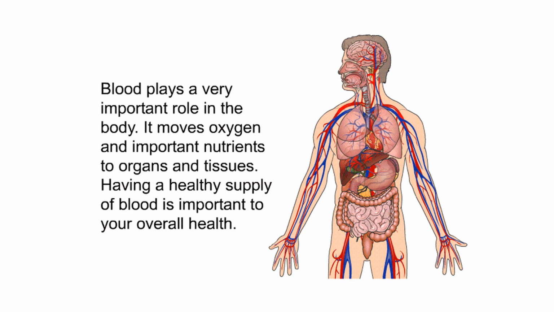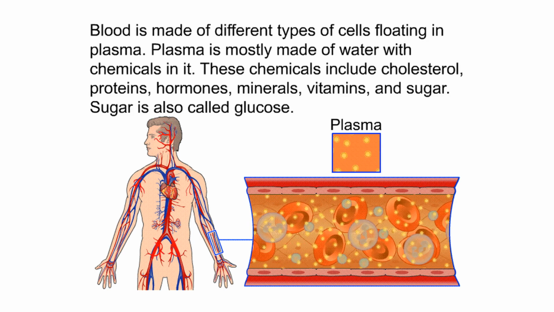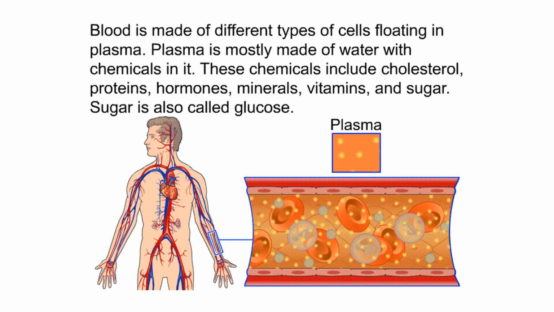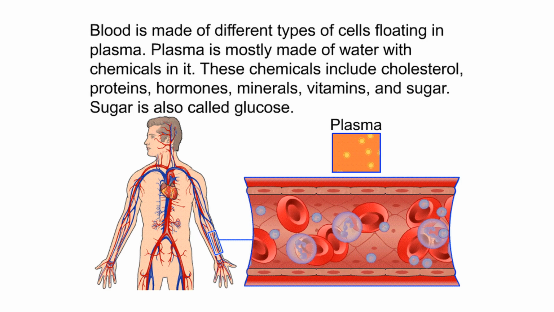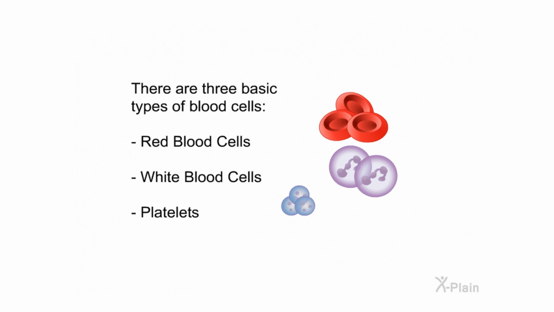Blood types. Blood plays a very important role in the body. It moves oxygen and important nutrients to organs and tissues. Having a healthy supply of blood is important to your overall health. Blood is made of different types of cells floating in plasma. Plasma is mostly made of water with chemicals in it. These chemicals include cholesterol, proteins, hormones, minerals, vitamins, and sugar. Sugar is also called glucose. There are 3 basic types of blood cells: red blood cells, white blood cells, platelets.